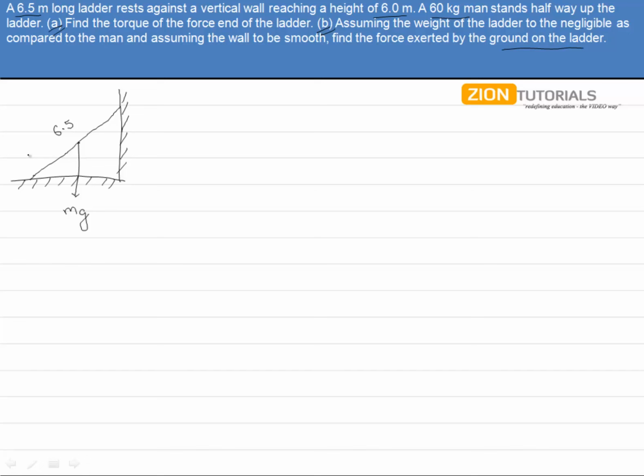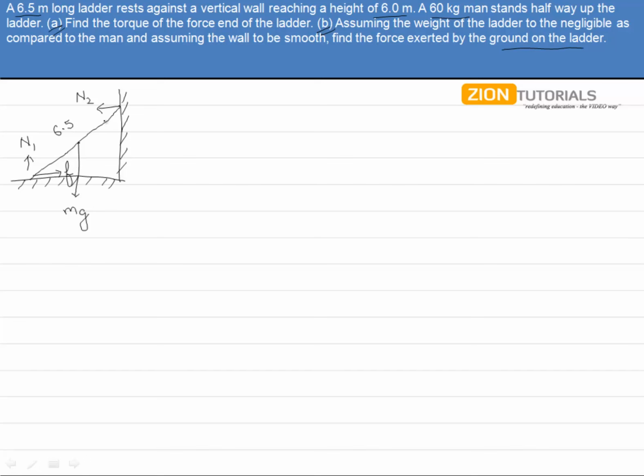Now here it is in contact with the wall, so we will be having a normal reaction N1. It will be having a normal reaction over here, N2. Since it is in horizontal equilibrium also, there will be a force to balance N2, which will be a frictional force F over here.